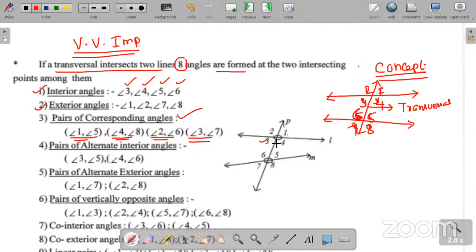For example, 4 and 6, 3 and 5. Angles 3, 5 and 4, 6 are called alternate interior angles. Alternate interior angles. So these names you need to remember. Okay, this is called corresponding angles.